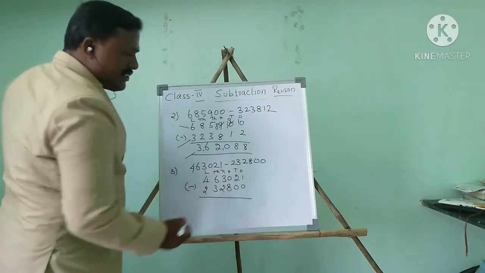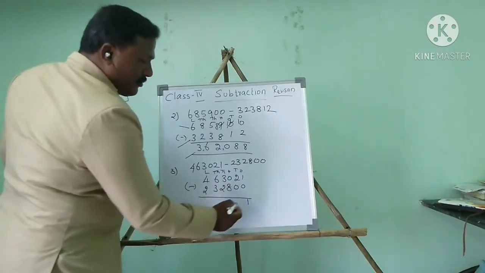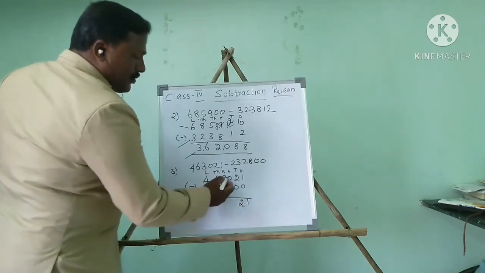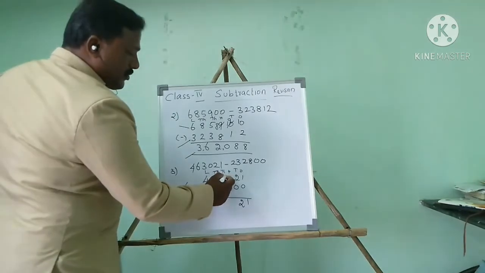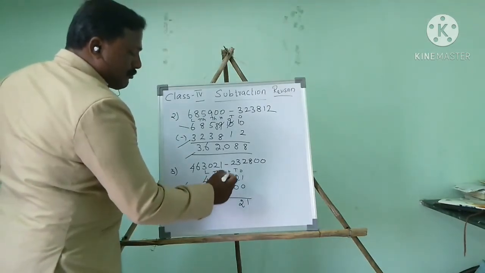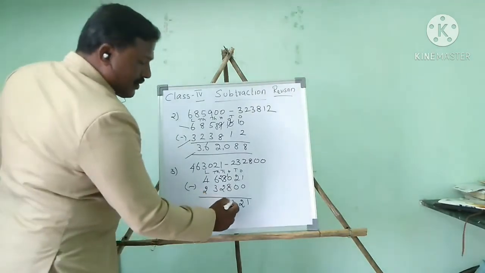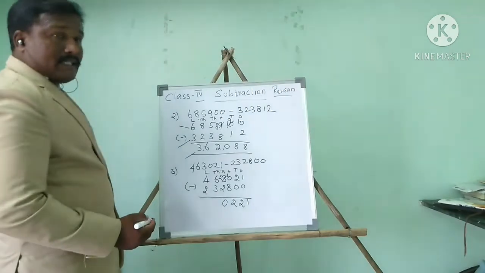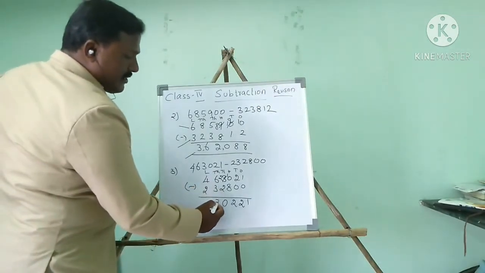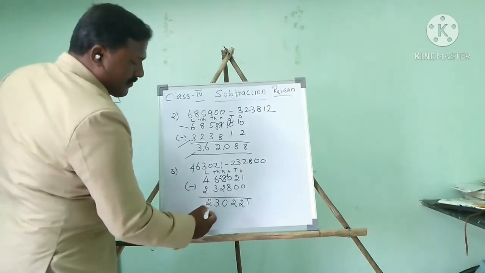So 1 minus 0, we know 1. 2 minus 0, we know 2. 0 minus 8, we can't subtract. So we need to borrow. So here 3 now becomes 2. Here 10. 10 minus 8, so the difference is 2. 2 minus 2, 0. Okay. 6 minus 3, 3 is the difference. 4 minus 2, 2 is the difference.